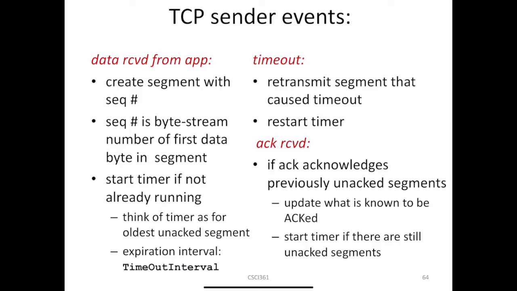Here, there's one thing I want to point out: segment instead of segments. That means when the timeout happens, the sender only retransmits a single segment, the one that caused the timeout, and then restarts the timer again. When the ACK is received, if the ACK acknowledges previously unacked segments, then update the window position, and start the timer if there are still unacked segments.